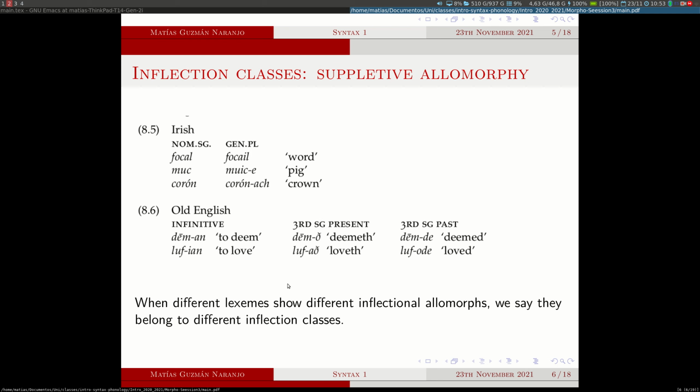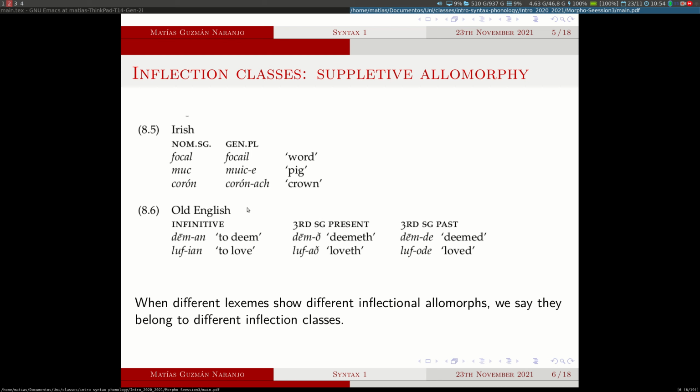So in any case, the first thing is the idea of inflection classes. And inflection classes are a systematization of suppletive allomorphy. So I want you to take a look at these two examples in Irish and Old English and try to think what's going on here and why am I showing you these words.